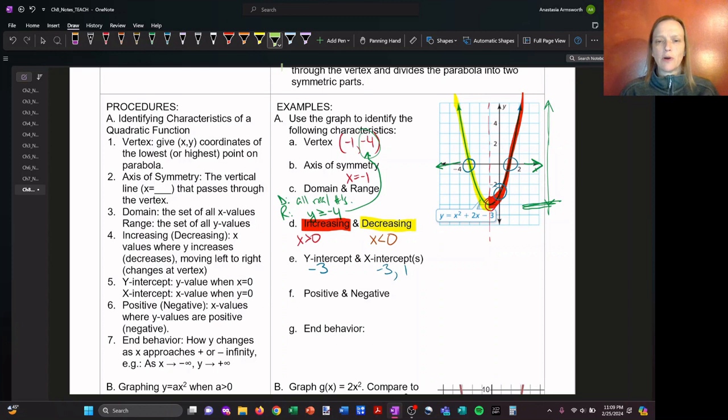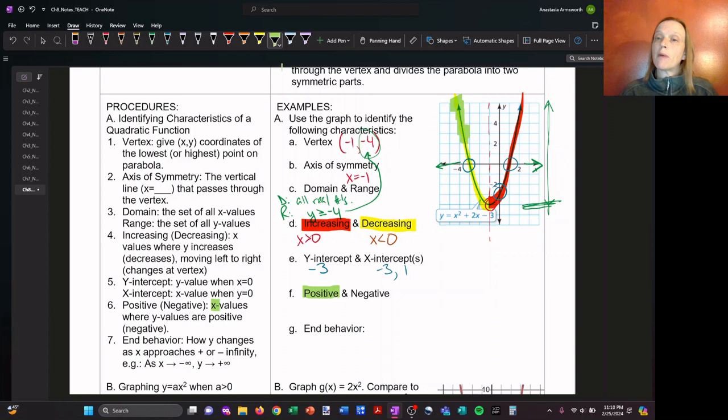Next feature to look for, where's the graph positive and where's the graph negative? Positive refers to where the y values are positive or negative. So where's the graph above the x-axis and where does the graph fall below the x-axis? But once again, we want to list x values. Even though we're talking about y values, we want to list the x values where this is true.